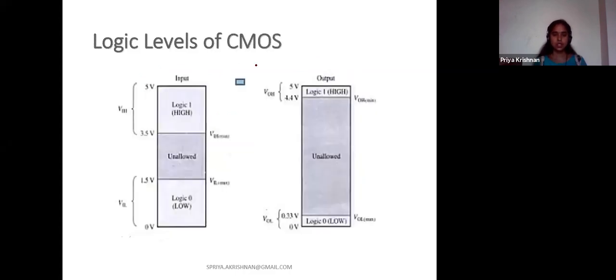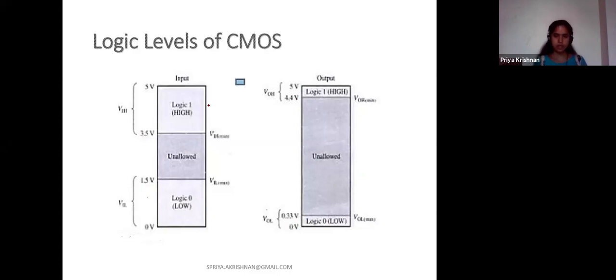This is for the logic level of the CMOS family. See, here my input range is increased. 0 to 1.5 volt is my input. 3.5 to 5 volt is my output. Output level is also varying. My high level is also varying. My low level is also varying. And here if it is 0 to 0.33, it takes it as logic 0. If it is 4.4 to 5, it considers it as logic 1.